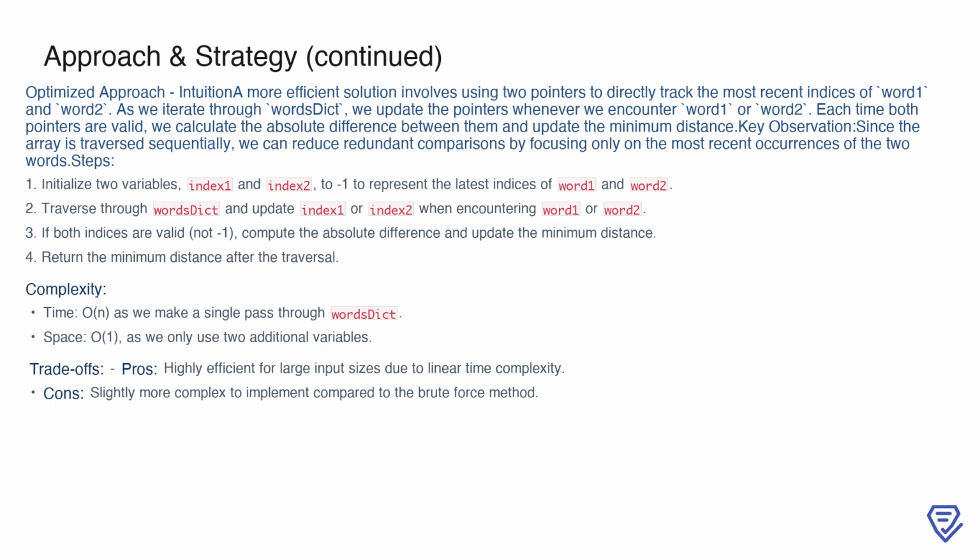If both pointers are valid, that is, neither is still at its initial value of -1, we compute the absolute difference between them and update the minimum distance. This approach ensures that we only make a single pass through the array, achieving a linear time complexity of O(n). Additionally, it maintains constant space complexity as we use only 2 extra variables.